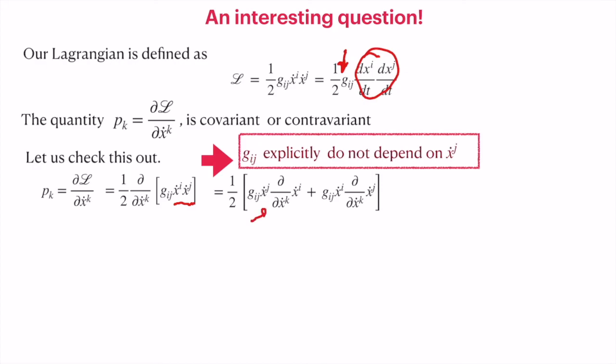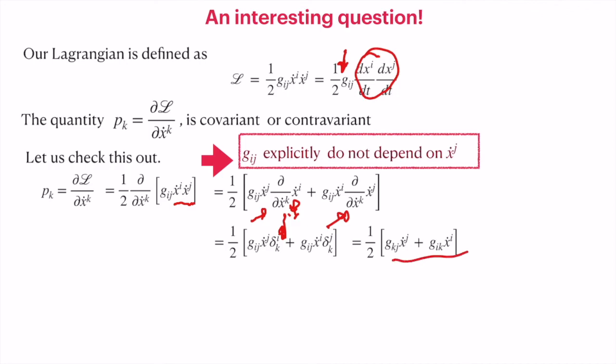Bringing in the differentiation, we have two terms because of the product rule, and then they are all the same. We can use the property of delta_ij, because it is a differentiation of the velocity with respect to velocity, which leads to delta_ij: if you differentiate the same component with the same, you get 1. If it is a different component, then you would get 0. And then you have two terms which are the same, and you get g_kj x dot j. So p_k is equal to this. That is like lowering the index.